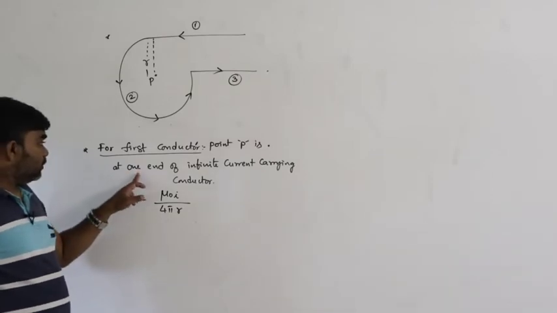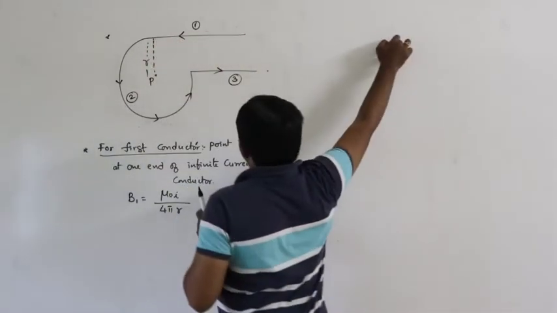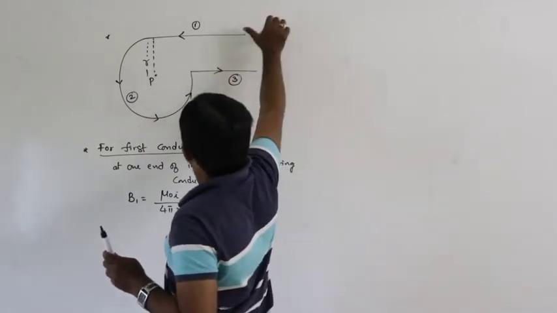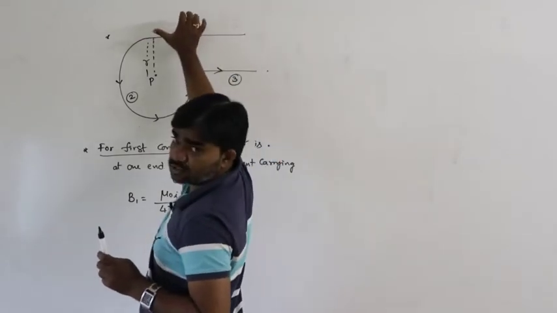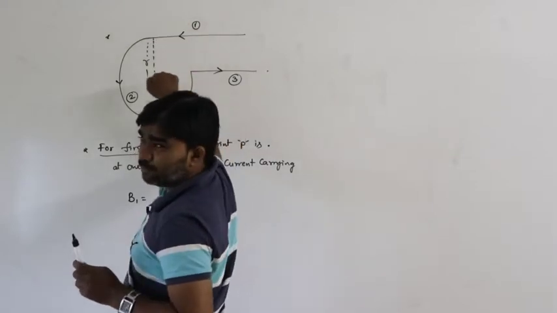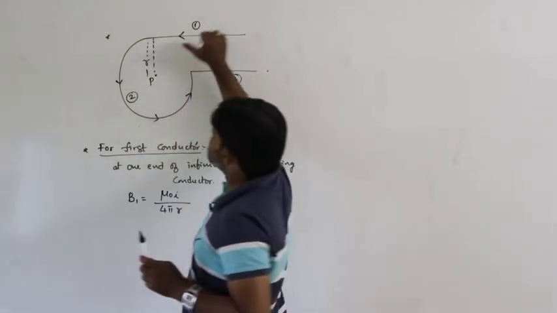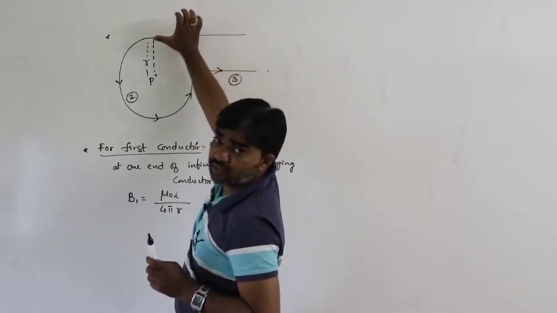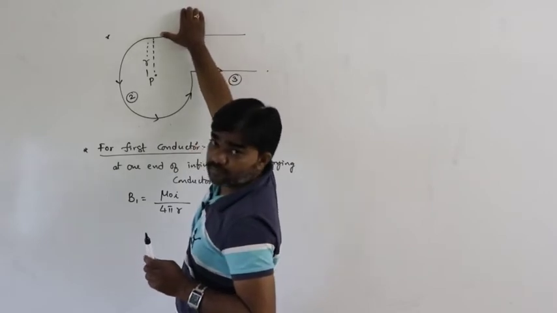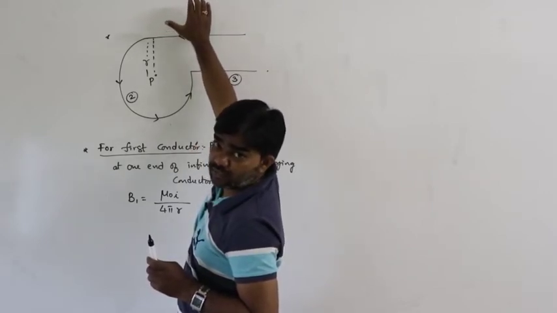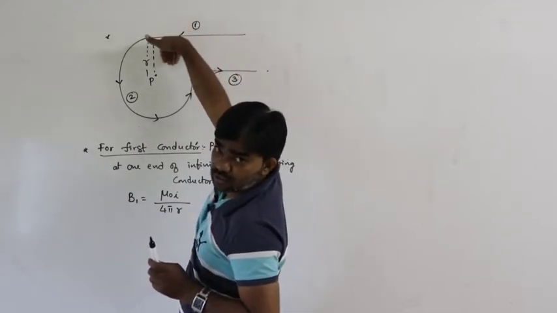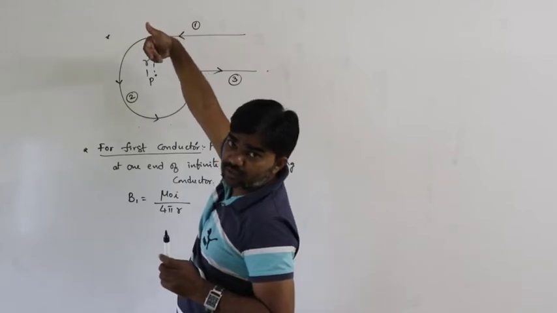So the point P is at the end of the infinite current carrying conductor, which carries current. This is the direction of the current. What is the magnetic field at the point P? What is the direction of the magnetic field? See here, the thumb indicates the direction of the current. Above this conductor, curling of the fingers is inwards. Above the conductor, the direction of the magnetic field is inwards, but below the conductor, the direction of the magnetic field is outwards.